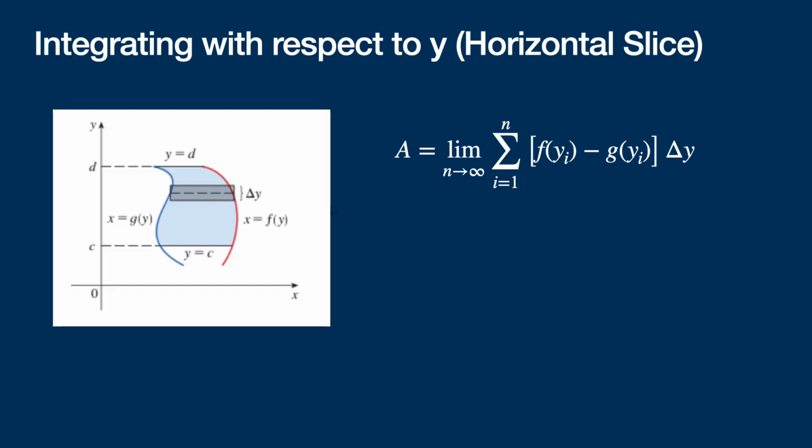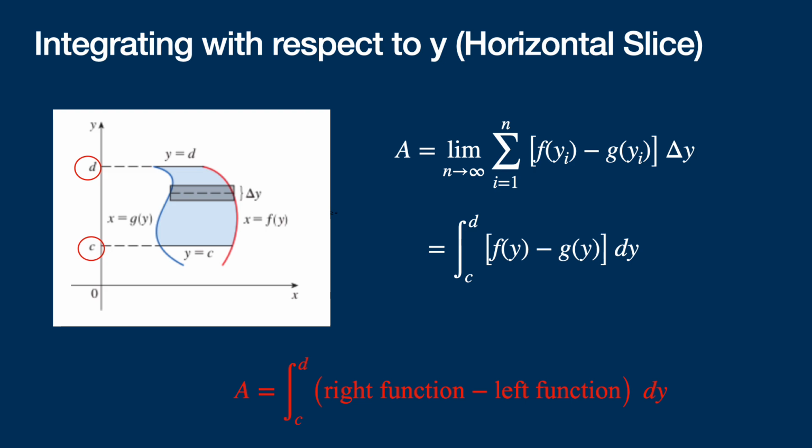Horizontal slice. Guys, look at this. I slice horizontally. In that case, dy is the height. The base is going to be f(y) minus g(y). The height is going to be delta y. So how do we change this into integral notation? It's going to be the integral from c to d of f(y) minus g(y) dy. Another way to write this formula is the integral from c to d of right function minus left function dy.